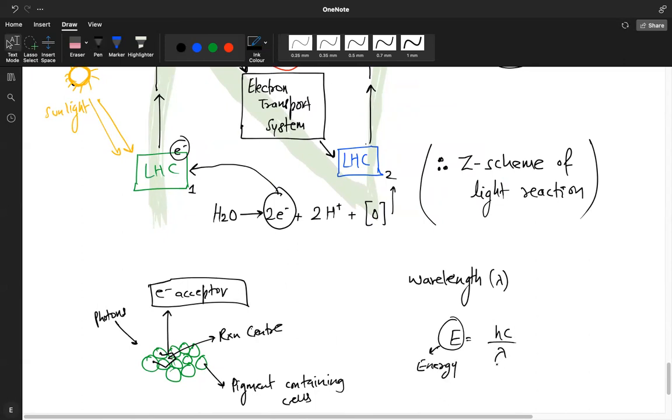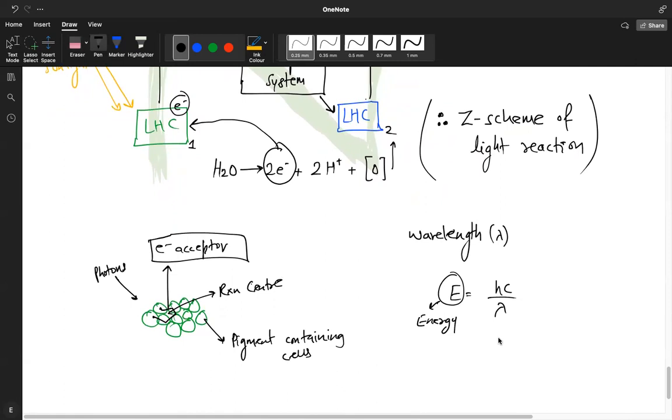Never thought that we'll be doing physics in biology class. Plants do physics, so we have to do physics because we are studying plants. Now it's plants' mistake that they can do physics and we cannot. They are more intelligent than us actually. So E is energy, and what is this lambda? I already told you this is wavelength.